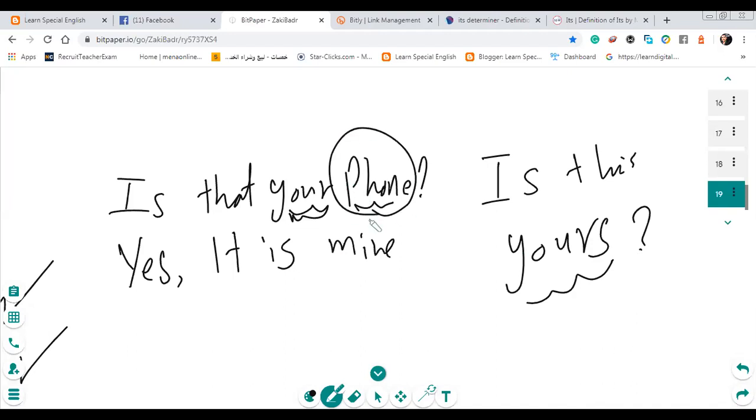This is usually in conversation, because we both know what we are talking about. We're talking about the phone, and we both see the phone in front of us, and I'm pointing at it. I'm asking you, is this your phone? Is it really yours? In this case, you can say, is this yours? Yes, it is mine. Is this your phone? Yes, it is. It is mine.